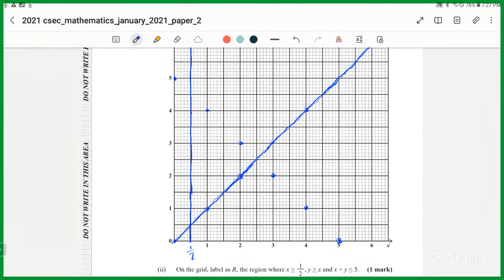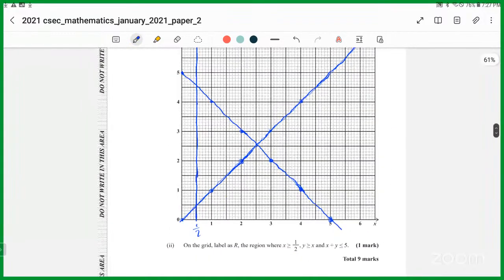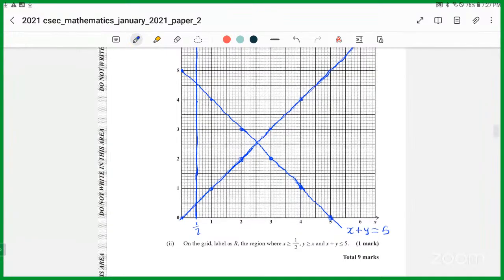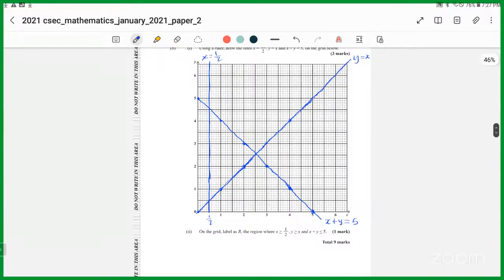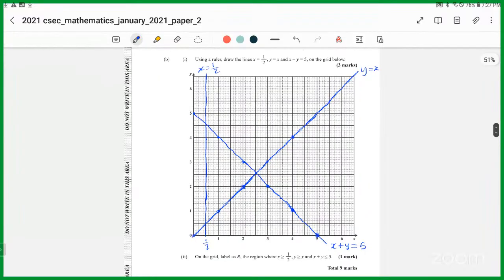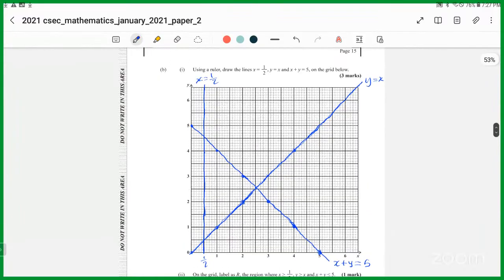Alright, so it's a straight line down here we want. Straight line down here. Alright, then label the line with the equal sign. x plus y equals 5. So those are the 3 lines that I wanted us to draw. But good with that so far? Okay with that?